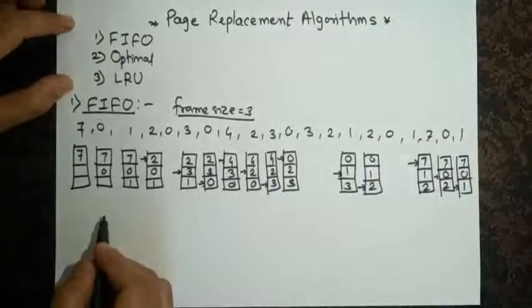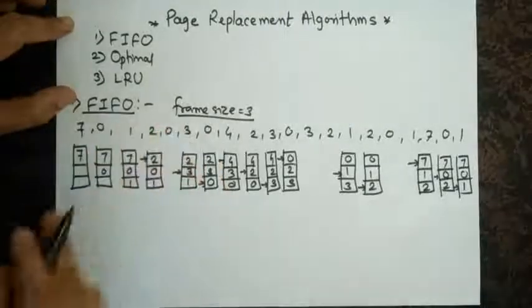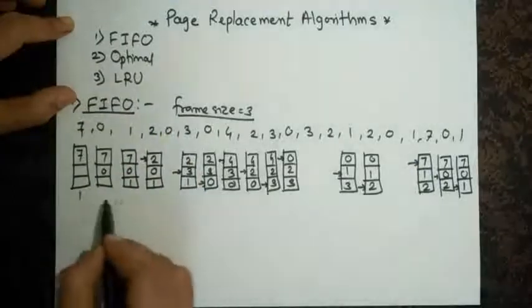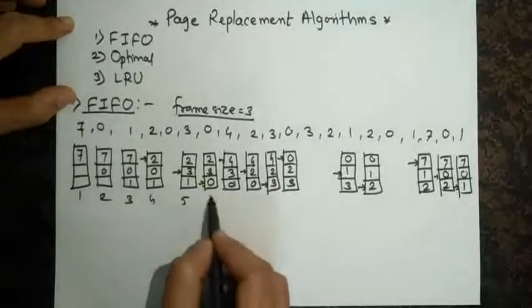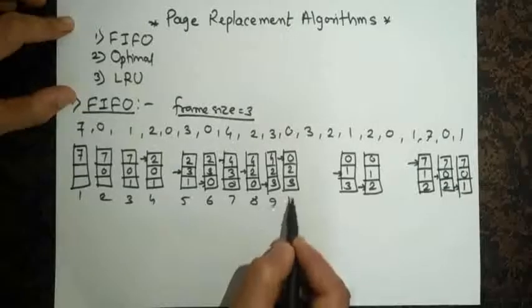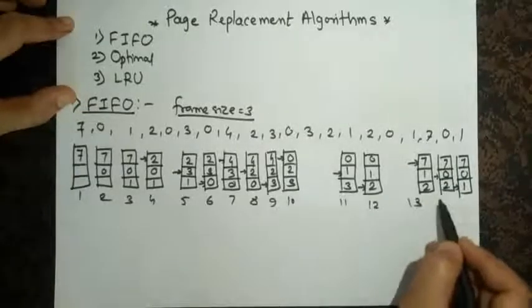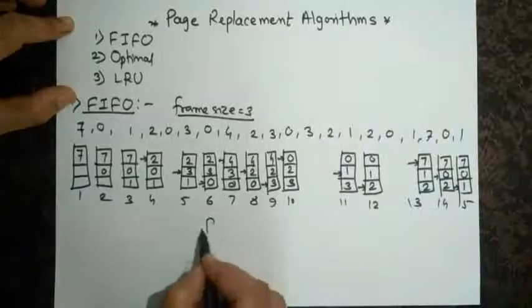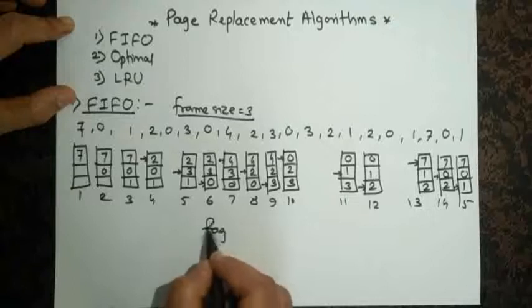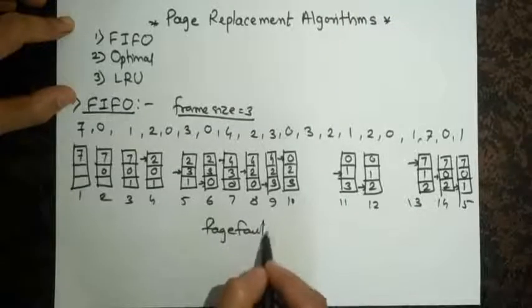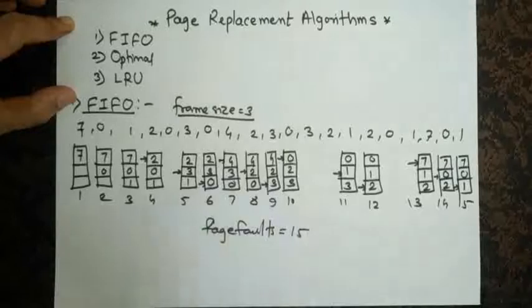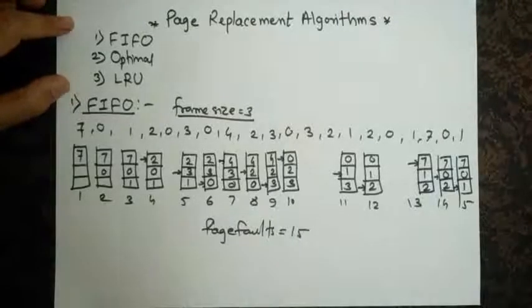So if you count the number of times the pages have to be placed in this frame, that is equal to 15. These are called page faults. So there are a total of 15 page faults for this FIFO algorithm.